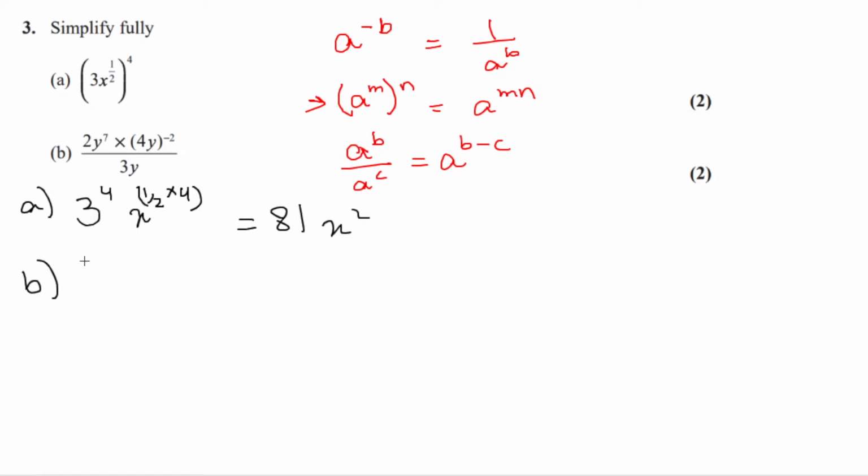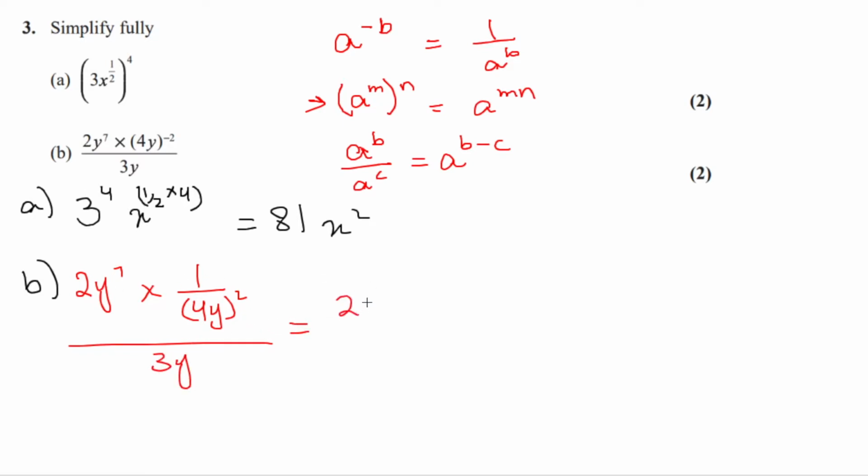So in part B, we have 2y raised to 7 times 4y raised to negative 2. This term can be written as 1 over 4y whole squared using this rule. So we can write it down as 1 over 4y whole squared divided by 3y.